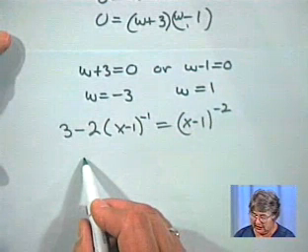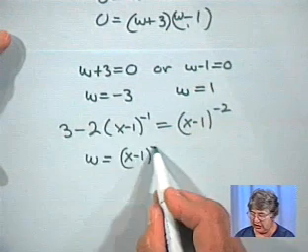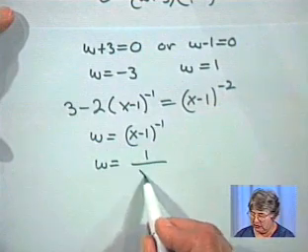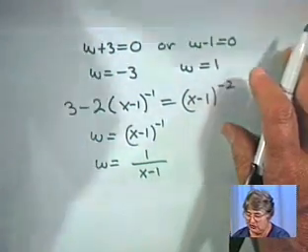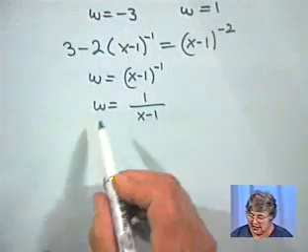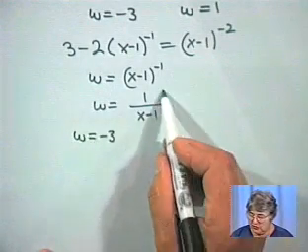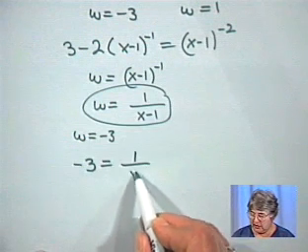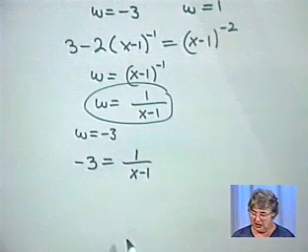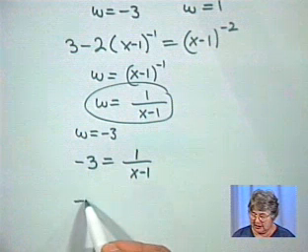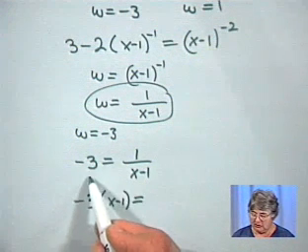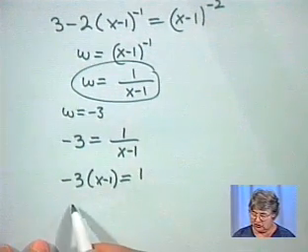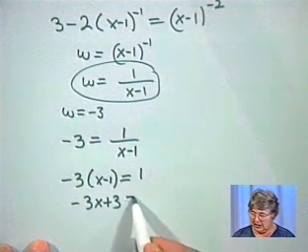But w is x minus 1 to the minus 1 power, which is nothing but 1 over x minus 1. So we can use this and solve, in this case, for x. If w equals a negative 3, using that, negative 3 equals 1 over x minus 1, and now we've got a little proportion here. We can cross multiply and say minus 3 times x minus 1 equals 1 times 1, and so we have a little linear equation to solve. Minus 3x plus 3 equals 1.